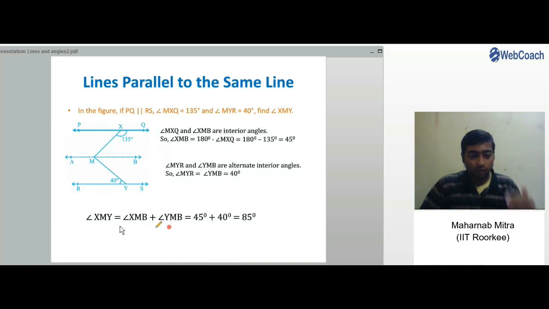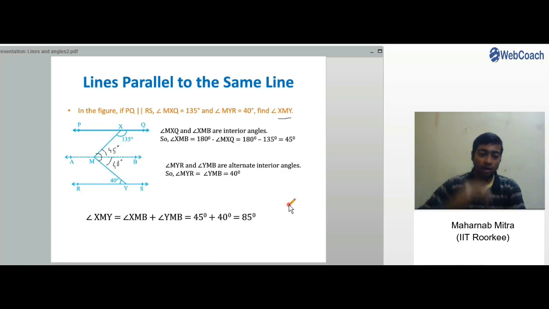So we have got angle XMY as angle XMB plus angle YMB, right? This was 45 degrees and this was 40 degrees. So this total angle came out to be 85 degrees, and this is what we had wanted. Angle XMY is 85 degrees. So you can see we have used the concept of more than one parallel line. Here the parallel lines are PQ, AB and RS, and we have used these three parallel lines to get the value of the bigger angle XMY.